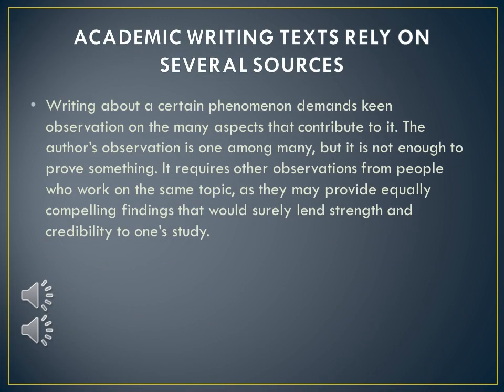The second one is academic writing texts rely on several sources. Writing about a certain phenomenon demands keen observation on the many aspects that contribute to it. The author's observation is one among many, but it is not enough to prove something. It requires other observations from people who work on the same topic, as they may provide equally compelling findings that would surely lend strength and credibility to one's study. But the most important thing to remember as you look for sources, it must be directly related to your chosen topic. Now listen, how can you find a credible source?